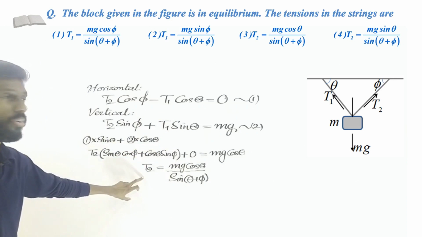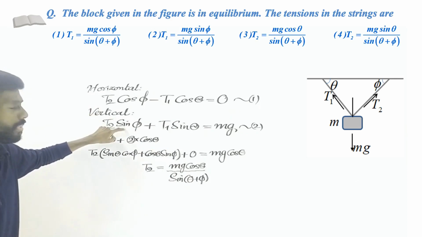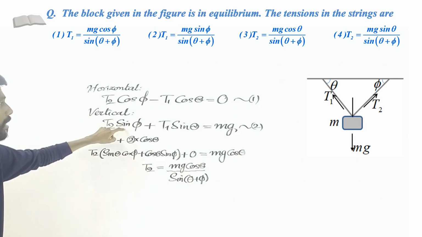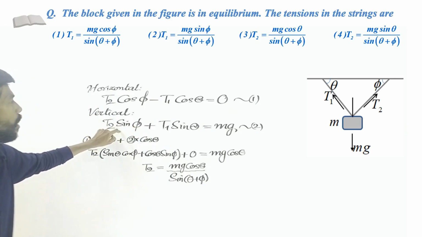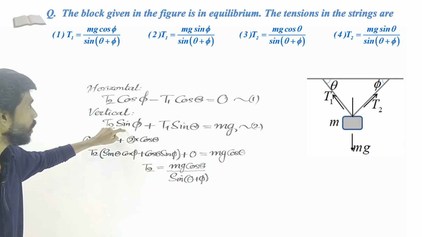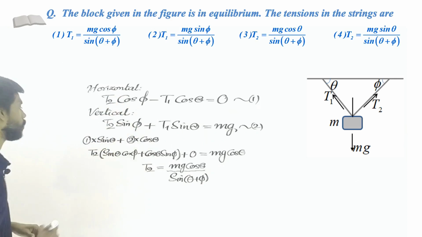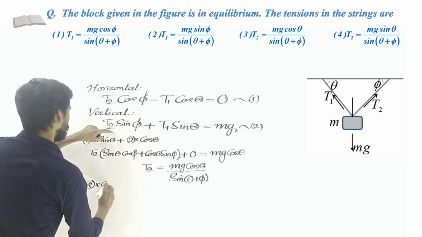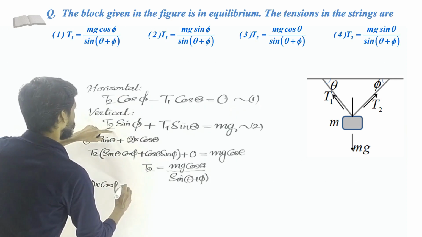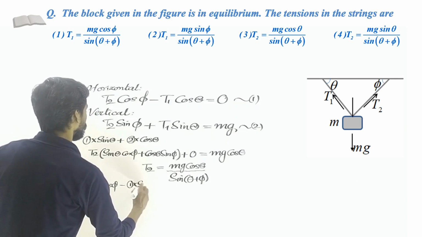Similarly, we can find T1. To find T1 we have to eliminate T2. So the same thing we have to do. To eliminate T2 we have to multiply this by cos phi, and this by sin phi. Then this will get cancelled. So what we have to do is, you multiply the second equation by cos phi and subtract the first equation multiplied by sin phi.